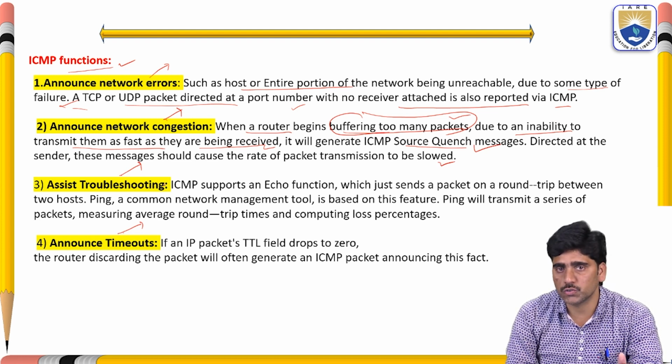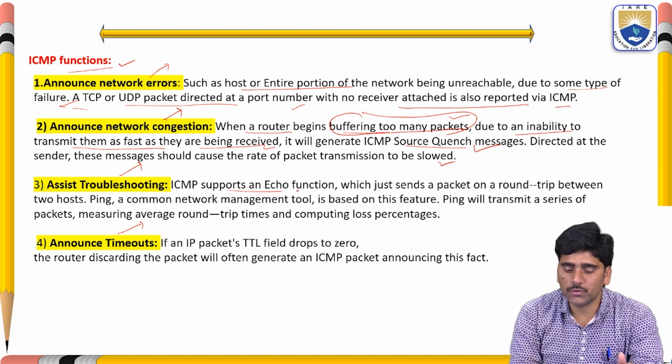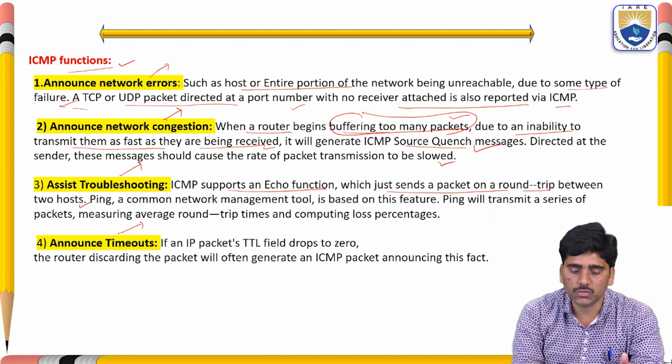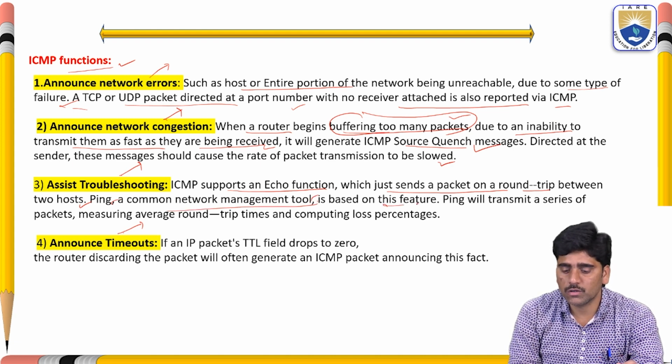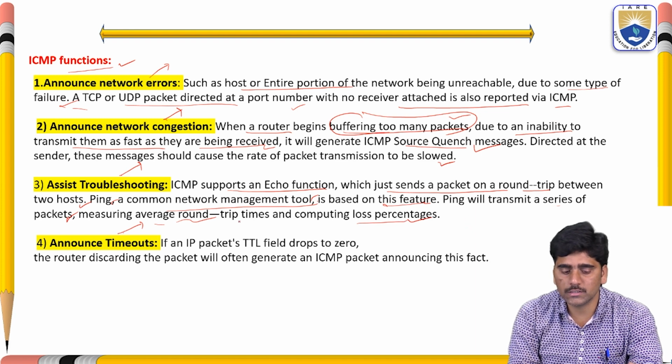Third one, assist troubleshooting. ICMP supports an echo function which just sends a packet on a round trip between two hosts. Here ping, a common network management tool, is based on this function, and it transmits a series of packets, measuring average round trip times and computing loss percentage. All the statistics are displayed with the help of this ping command. So that is about the assist troubleshooting function.